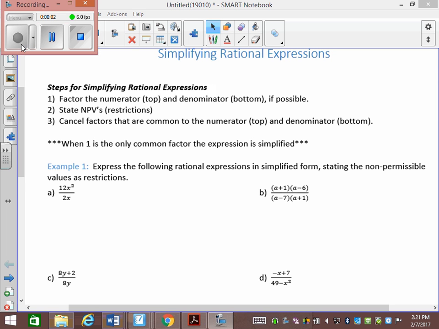Simplifying rational expressions is our third lesson, and the steps for simplifying rational expressions are: number 1, factor the numerator, the top, and the denominator, the bottom, if possible. Factor means difference of squares or GCFs. That's what you're basically going to look for, GCFs or difference of squares.